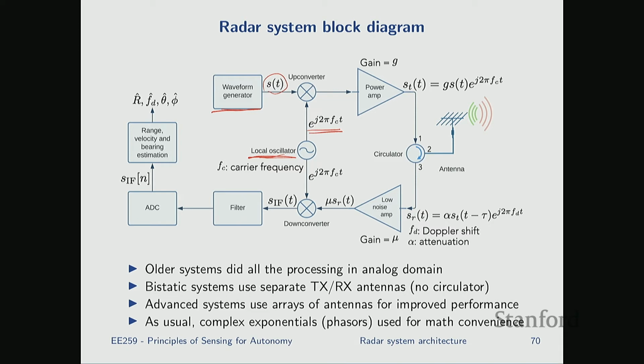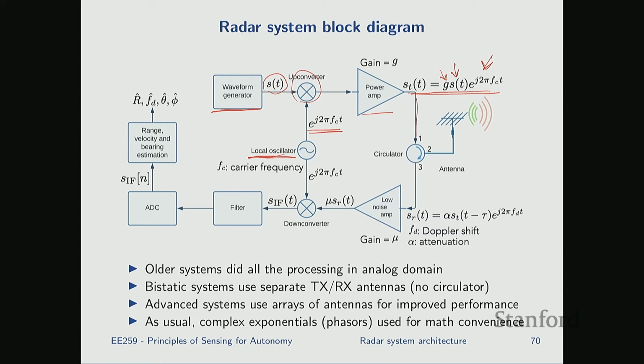It could be at whatever the operational frequency of your radar is, say 24 gigahertz or 77 gigahertz or something. And then you upconvert your waveform to the carrier frequency. You pass that through an amplifier, and that gives you your transmitted signal, basically ST, which is the gain of the amplifier times the waveform that you generated times the carrier. Okay, and that goes to an antenna.